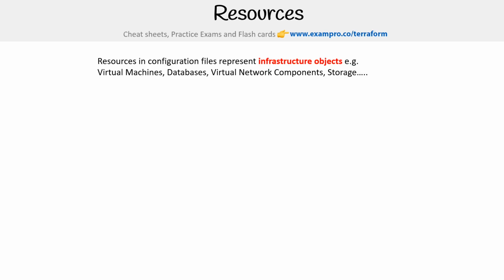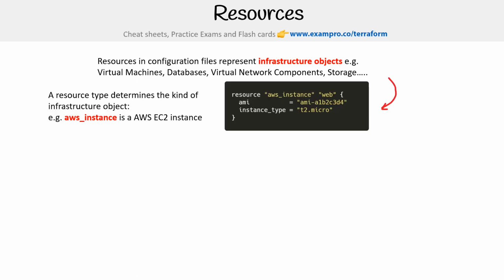All right, let's talk about resources. So resources in configuration files represent infrastructure objects such as virtual machines, databases, virtual network components, and storage. And so it pretty much looks like this. A resource type determines the kind of infrastructure object it is. So here it says AWS instance, and this would represent an AWS EC2 instance.